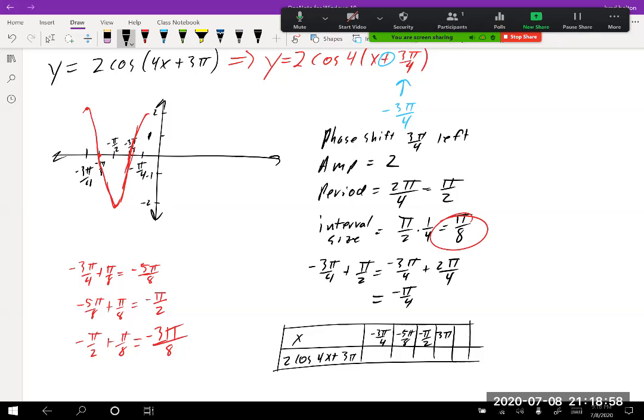Sorry, you guys, I'm losing my voice a little bit. I think negative 3 pi over 8, and then negative pi over 4.